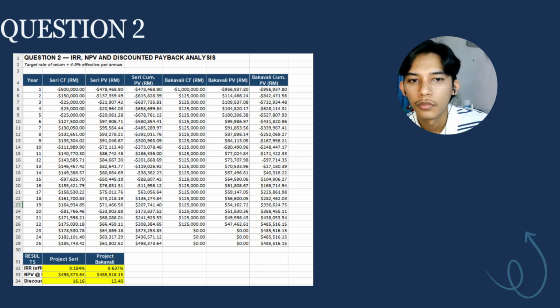For question number two, if the target rate of return changes, the NPV and payback period would update automatically since they both reference the target rate cell. IRR is unaffected by the target rate because it's the break-even rate for each project's own cash flow. That's actually an important point I come back to in my conclusion.